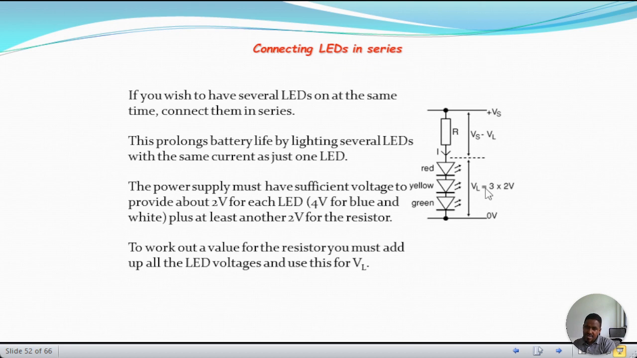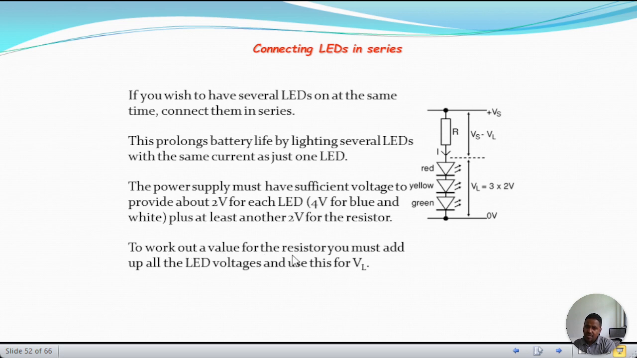Connect LEDs in series. Let's say when you need different colors in series, how to get the value of R and the drops of the LEDs. If you wish to have several LEDs on at the same time, connect them in series. This prolongs battery life by lighting several LEDs with the same current as just one LED. The power supply must have sufficient voltage to provide about 2 volts for each LED, except for blue and white color, which have 4 volts, plus at least another 2 volts for the resistor drop.